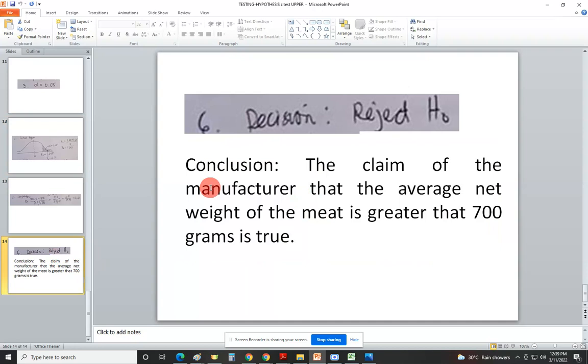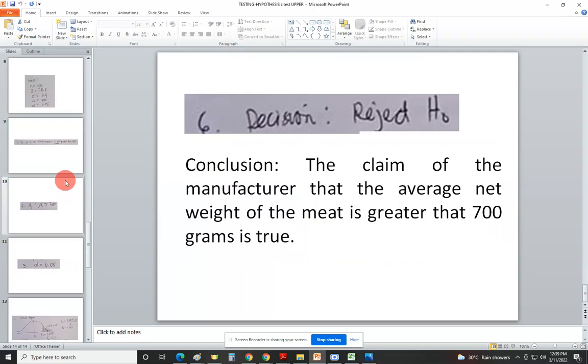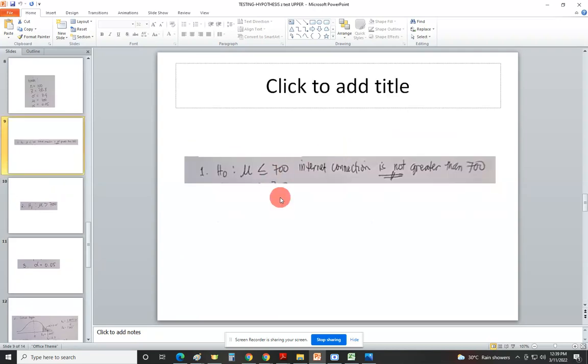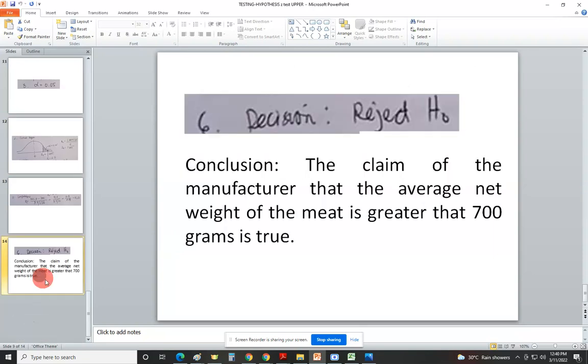We need to conclude. So, therefore, ibalikan natin ang step number 1. Ano bang in-reject natin? Kaya I asked Christian kanina, ano ba itong mu is less than or equal to 700? And we agreed that it's the opposite of the claim of the manufacturer. Tama ba? You are rejecting that, so therefore, you're accepting the claim. So therefore, the claim of the manufacturer that the average net weight of the meat is greater than 700 grams is true. So we're done with the first, I think this is the second example.